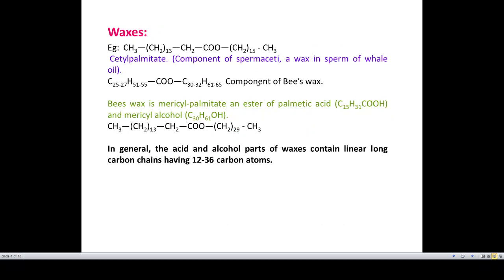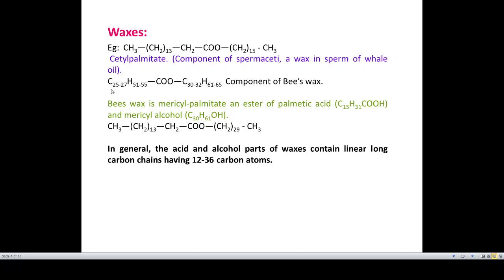These are a few examples of waxes, and the first example I am going to take is cetyl palmitate, which is a component of spermaceti, a wax that is present in the sperm whale. So here we have a long chain carboxylic acid and a long chain alcohol which are joined together by an ester linkage, and here the fatty acid is palmitic acid.